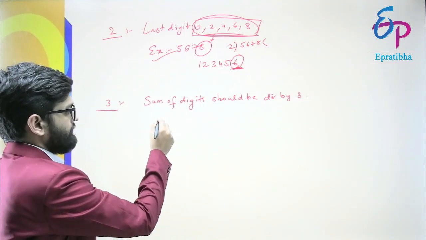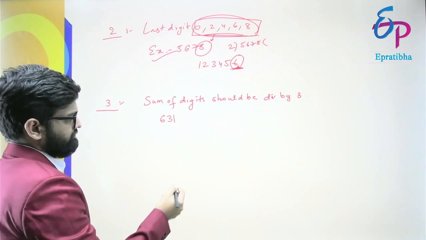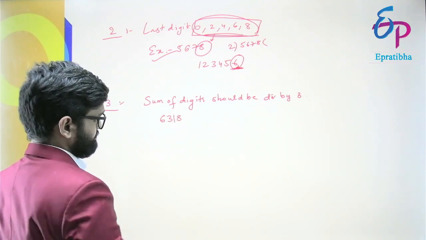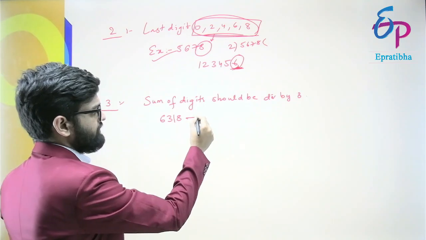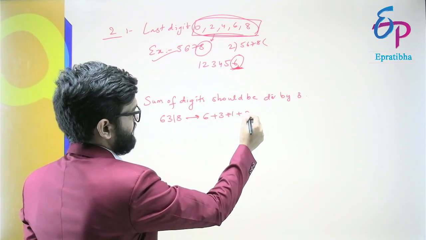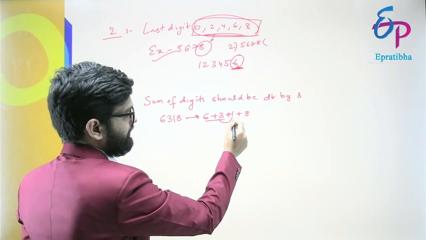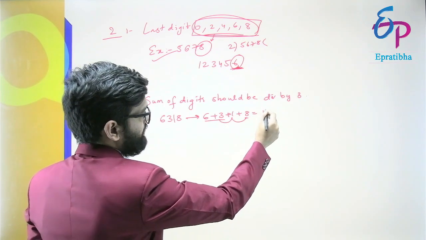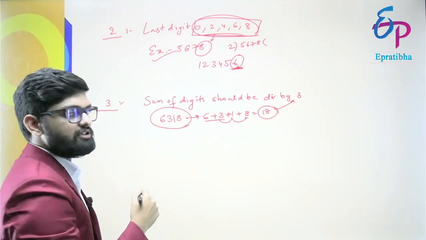Now if I take the example 6318, is this number divisible by 3 or not? What you have to do is just add all the digits: 6 plus 3 plus 1 plus 8. What is 6 plus 3? 9. 9 plus 1? 10. 10 plus 8? It is 18. If 18 comes in the 3 table, then this entire number is divisible by 3.